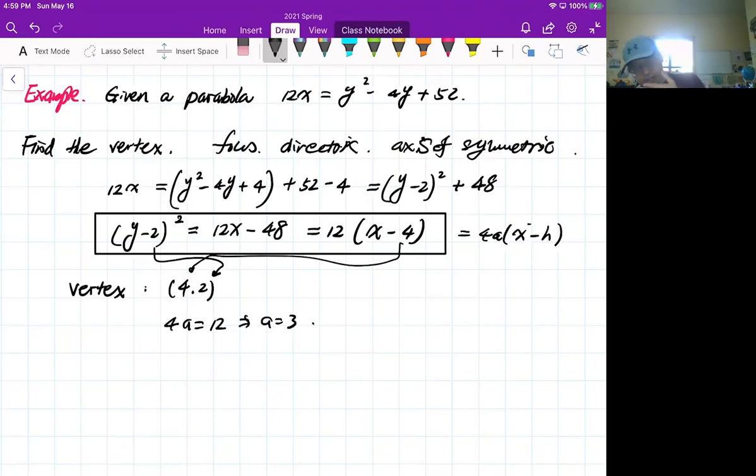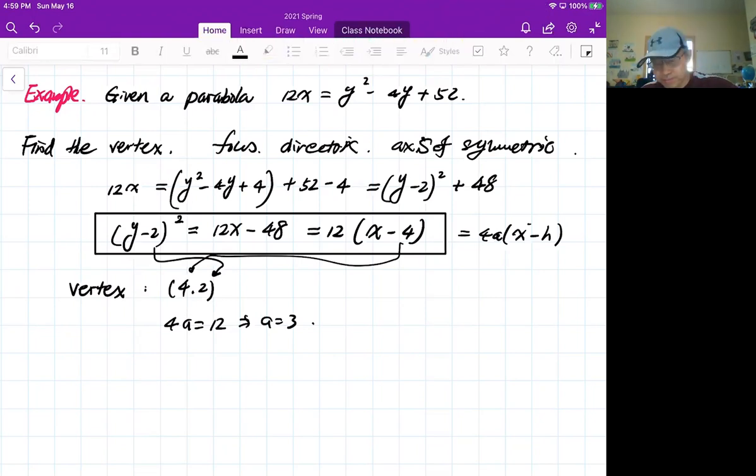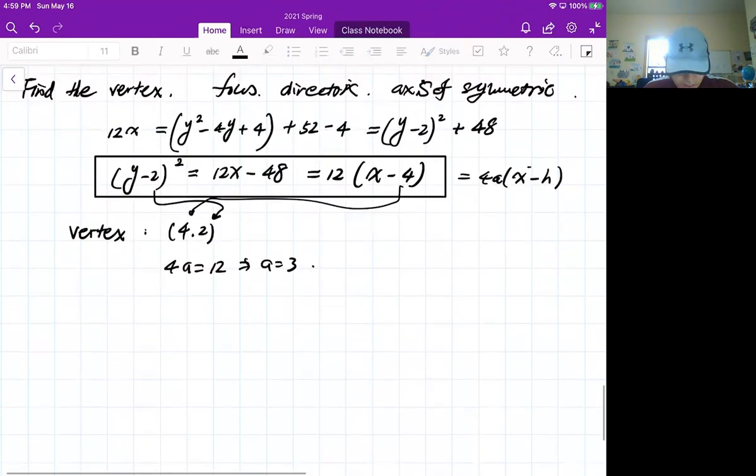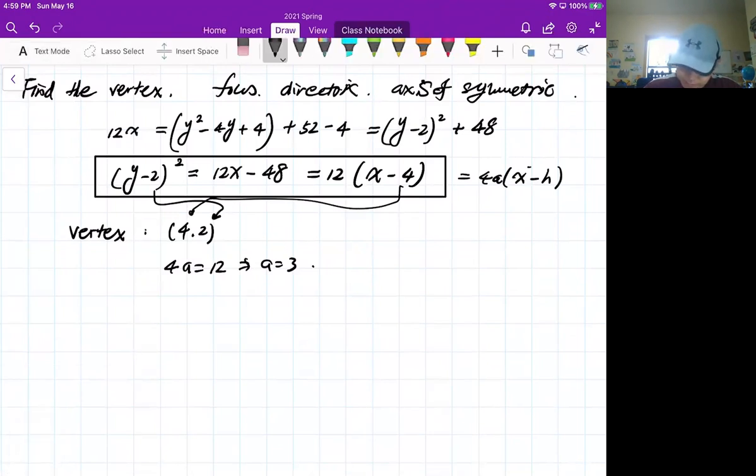So that tells you where the focus is. I can draw the picture first. The vertex is at (4, 2), the vertex like that, right? And where's the a? You have to figure out the a. a is equal to 3. So if you move from the vertex to the focus by 3, just because a is equal to 3.